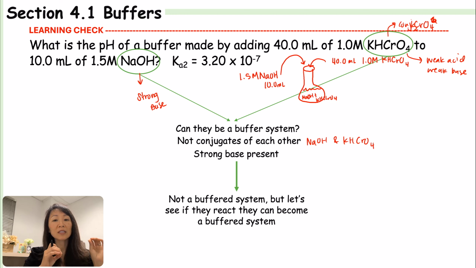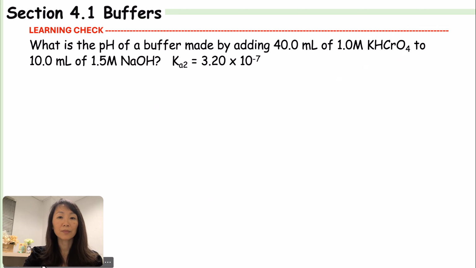However, even though this is not a buffer system to start with, when they react together they can potentially form a buffer system. So the strong base and the weak acid reacting together can become a buffered system. I will illustrate further what's happening here in the next slide. So let me take all of this out so we can do some calculation. Okay, so let's move on.